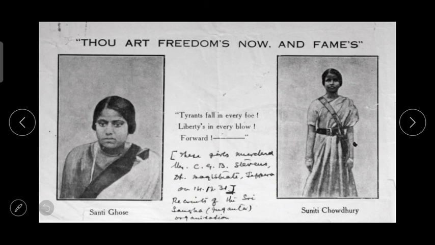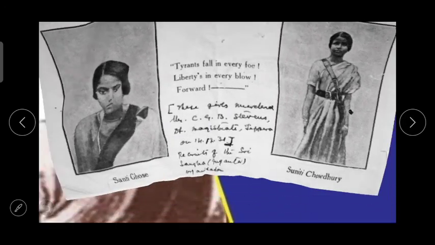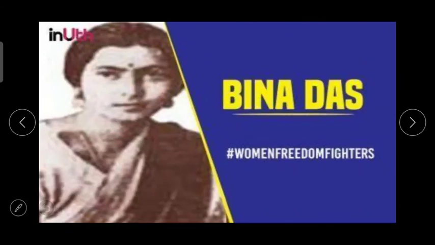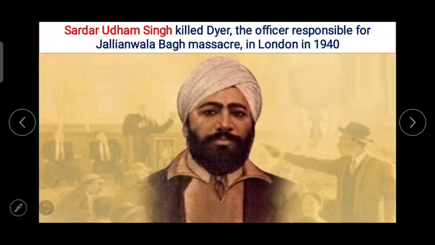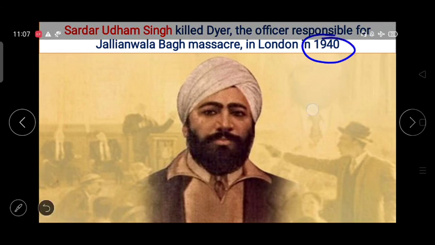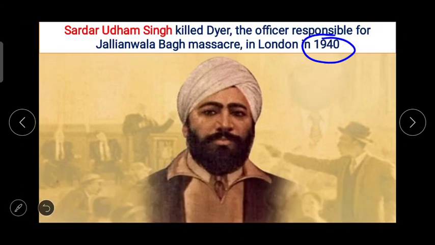So again we are repeating the same thing: not only any particular caste, not only a particular religion, or any particular region of the country, but every part of the nation participated in the freedom struggle of India. Then the next thing, Beena Das, you can see here, who shot dead the governor during the convocation ceremony of Kolkata University. Sardar Udham Singh killed Dyer, the officer responsible for the Jallianwala Bagh massacre, in London in 1940.